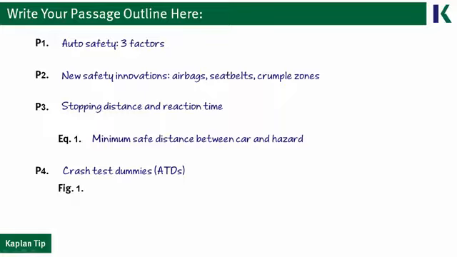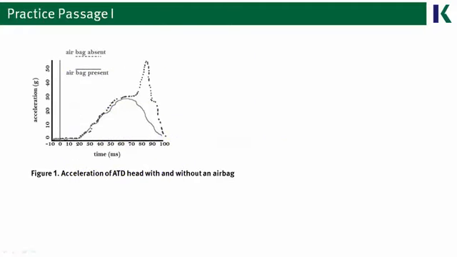Let's put in the final puzzle piece here and make our label for figure 1. This is what figure 1 looks like. Finish up your passage outline by writing out your label for this figure, keeping in mind that the best labels for figures usually answer the question, what is being displayed here? And what's nice is the MCAT answers that question pretty darn clearly with its own label that it's giving to the figure. It's the acceleration of the crash dummy head with and without an airbag.